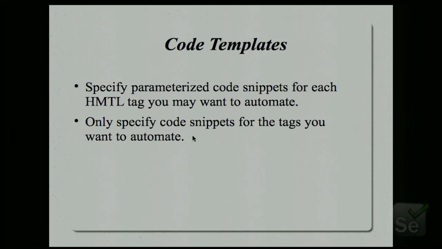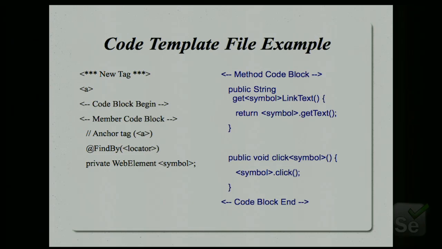You also only specify these code snippets for the HTML tags that you actually want to automate. So if, for example, you don't care about divs, you don't include them in your code template. If you do want divs, you put it in. So here's an example. It's actually a working example. This is the one I use for anchor tags.